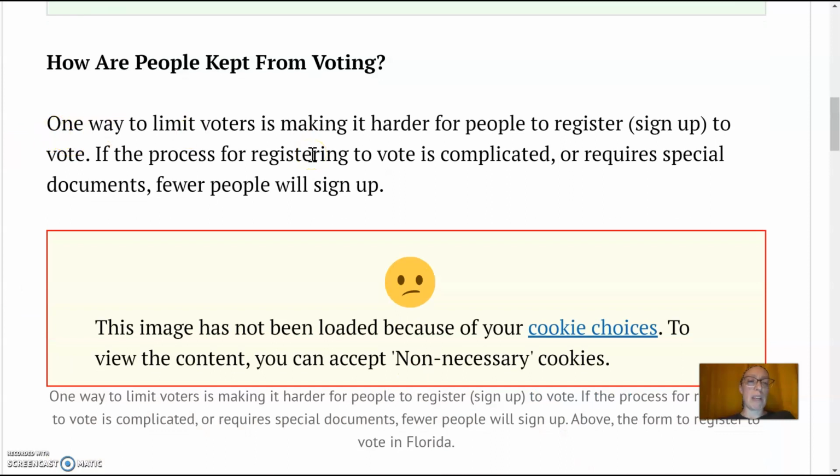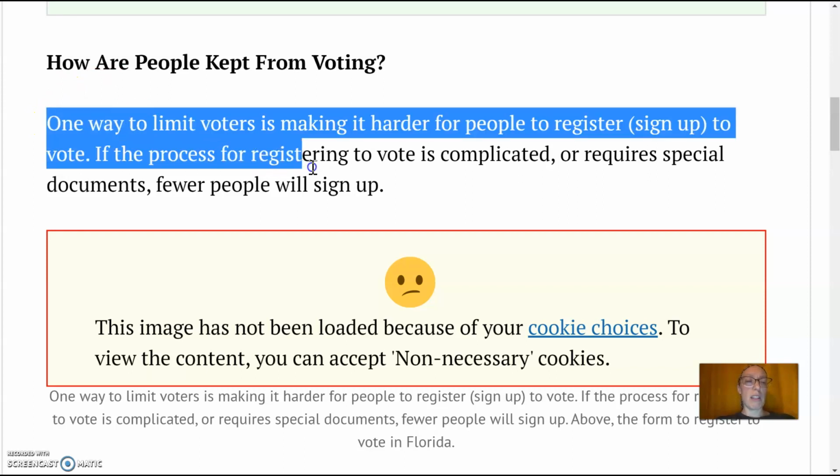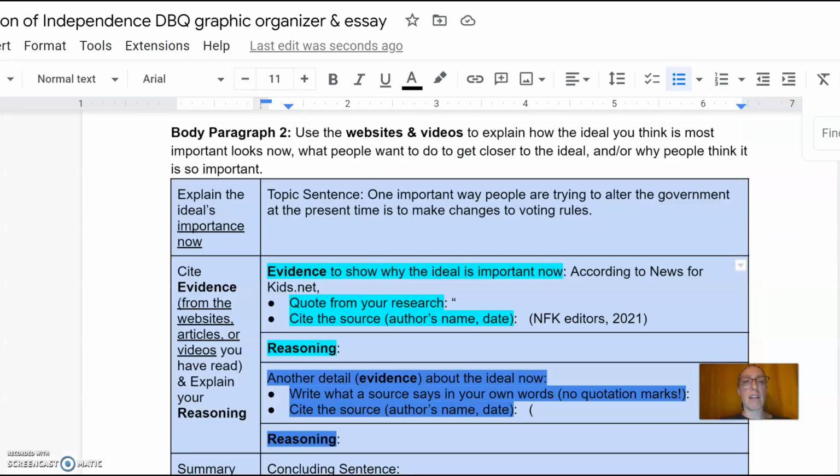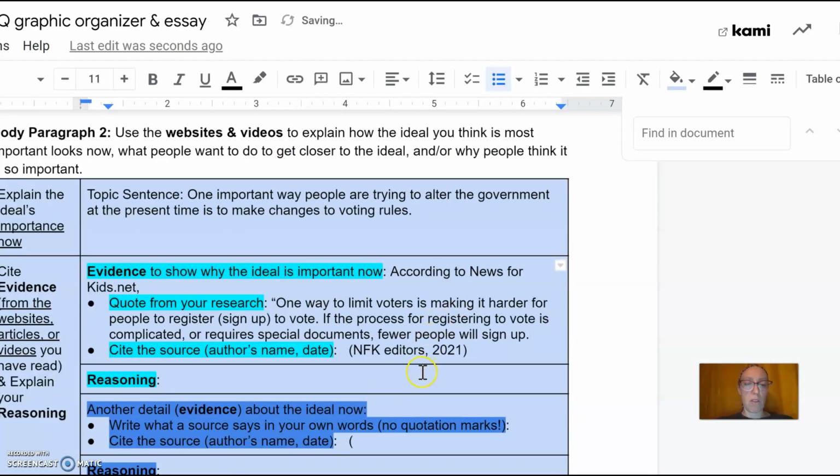One way to limit voters is making it harder for people to register to vote. If the process of registering a vote is complicated or requires special documents, fewer people will sign up. That seems like something that would make a good quote, because it is something that they said very nicely. So I'm just going to copy that, and I am going to paste it here as my quote. And then I'm going to put in my quotation marks.